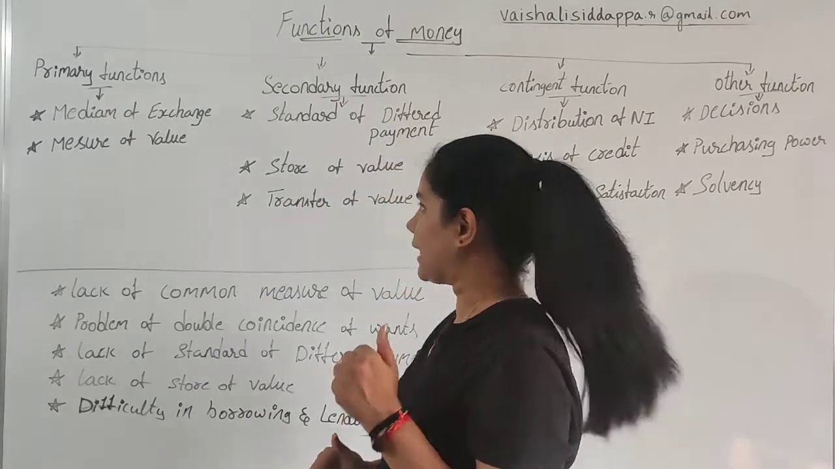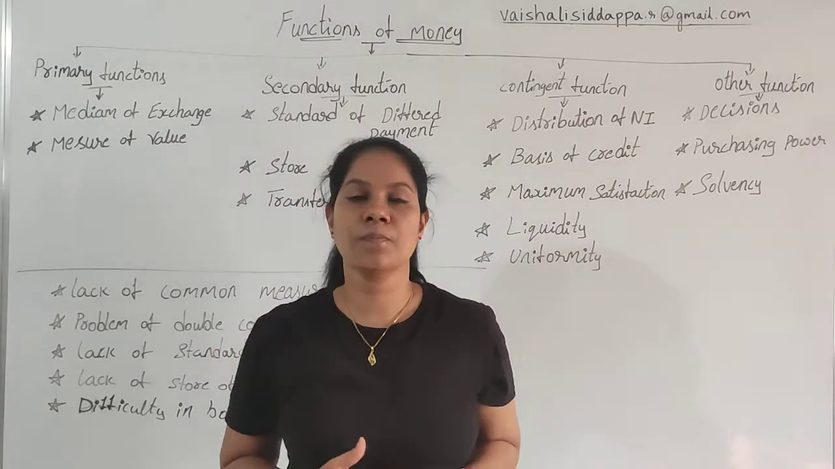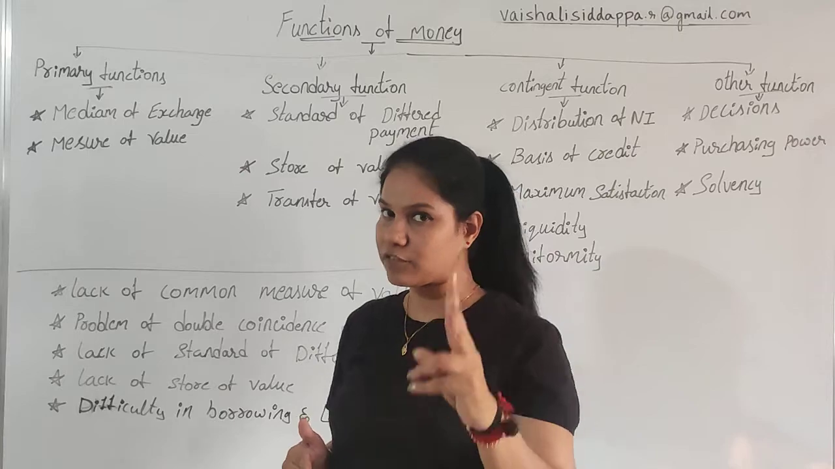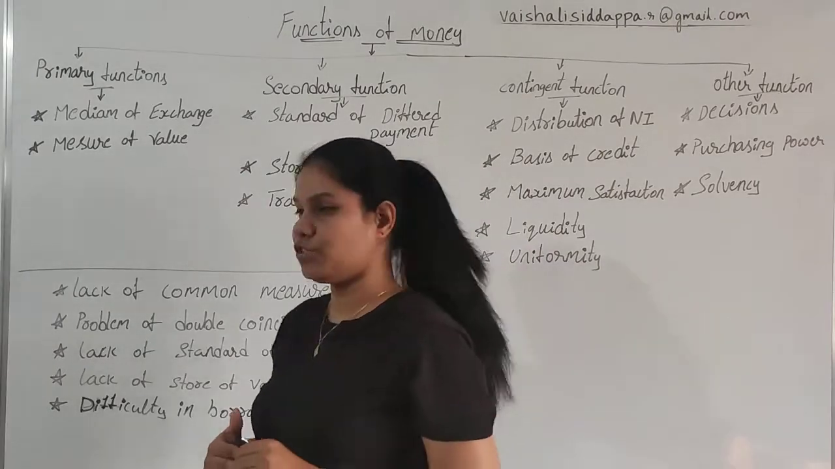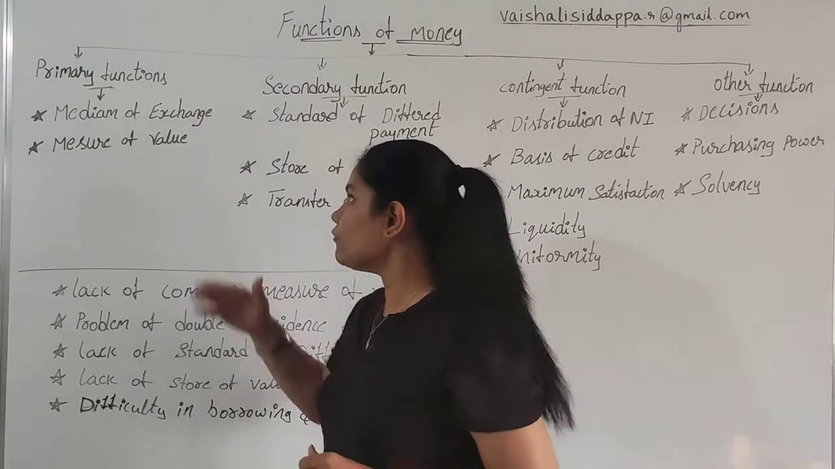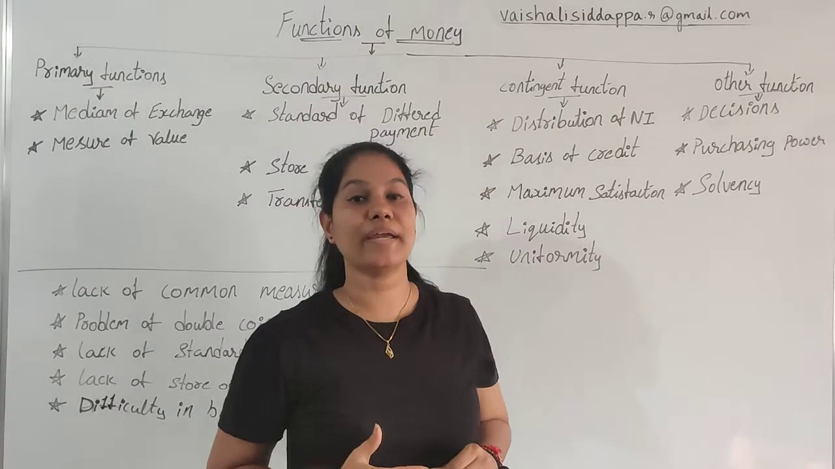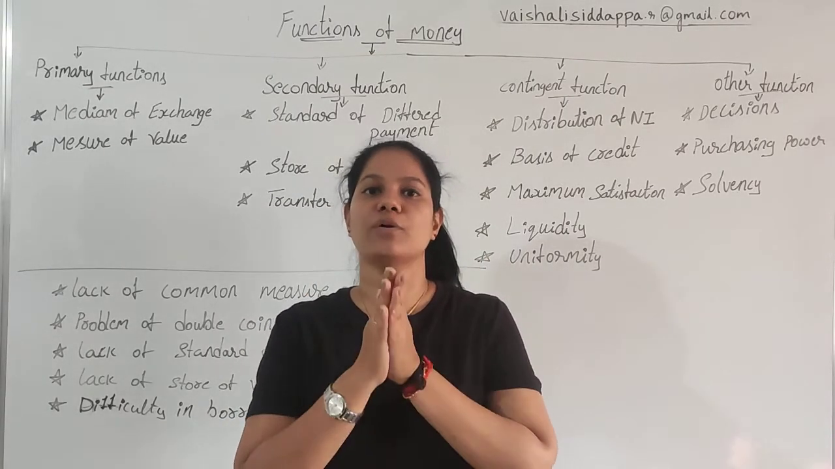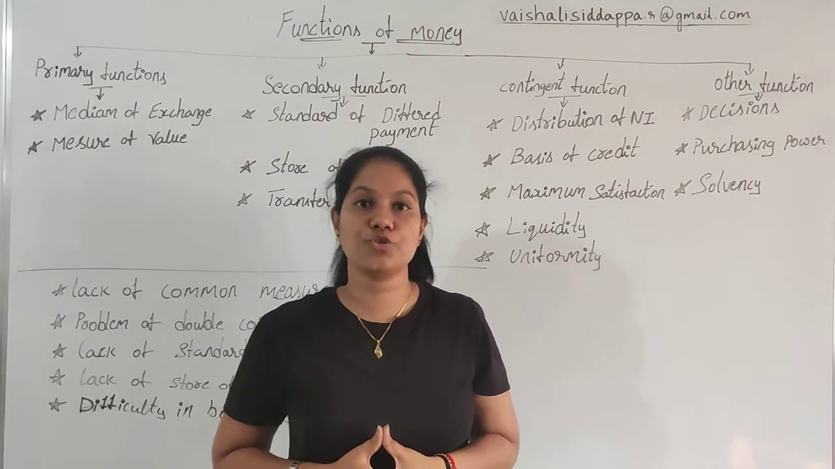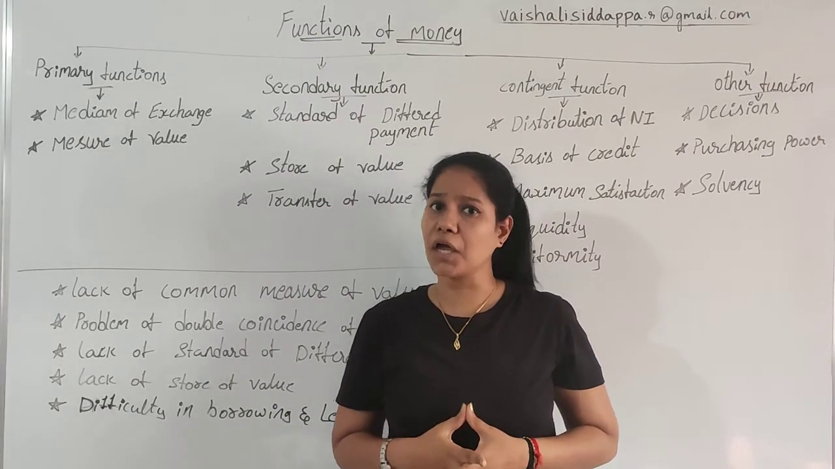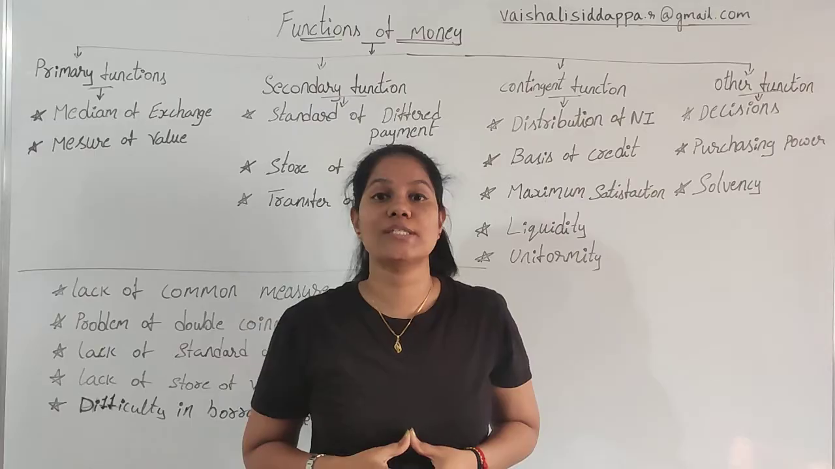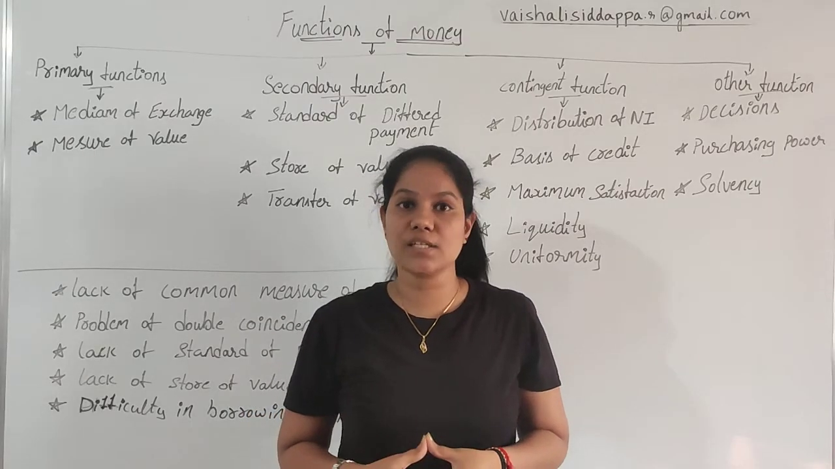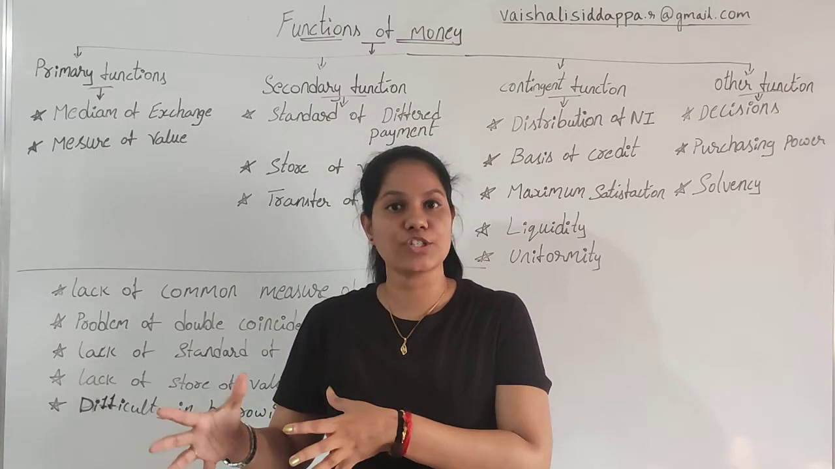First, let me go with primary functions. In the primary functions, you have two functions: medium of exchange and measure of value. First, let me talk about the medium of exchange. Why did we want money? Primarily, for the most important reason, for the sake of trade. You want to buy goods, you want to sell goods. That is the reason why we wanted a medium of exchange.